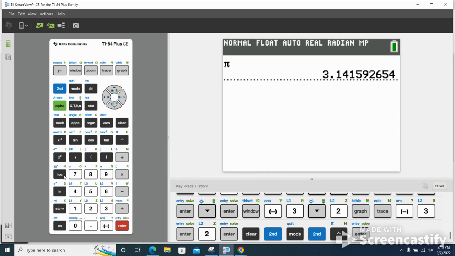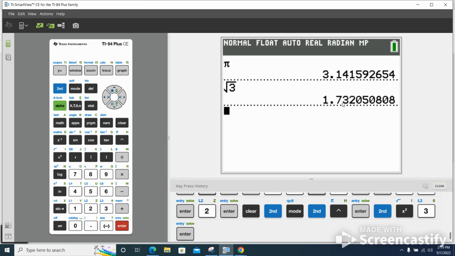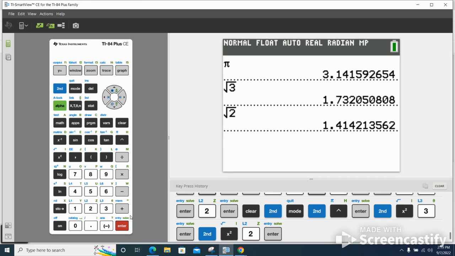Okay? I'll give you another example. If I do the square root of 3, same thing. This number will never stop. It will never terminate. It will never repeat. If I do the square root of 2, it will never stop. It will never repeat. You'll see little miniature patterns, but it'll never repeat.